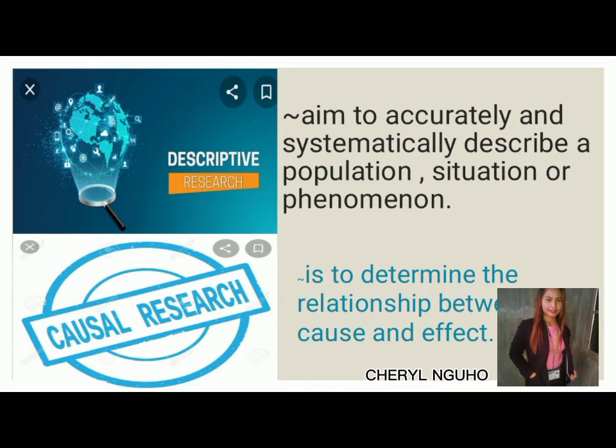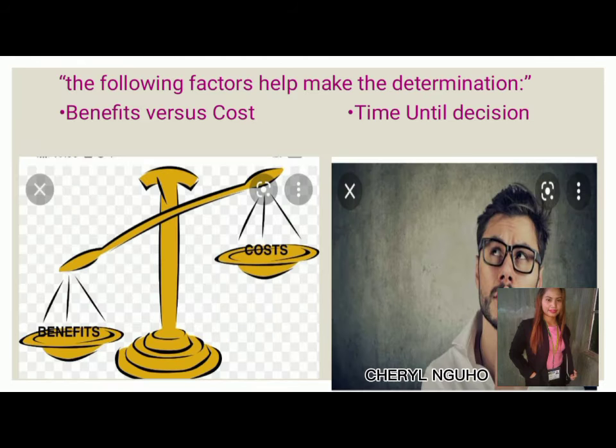Last, causal research is to determine the relationship between a cause and effect. Example, when a company wants to study the behavior of their consumers toward the changing price of their goods, they use causal research. The following factors help make the determination. First, benefits versus cost. Before making any other decision about the type of marketing research to use, it is essential to assess the benefit versus the cost.